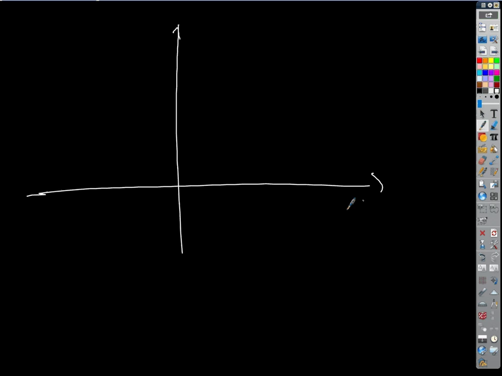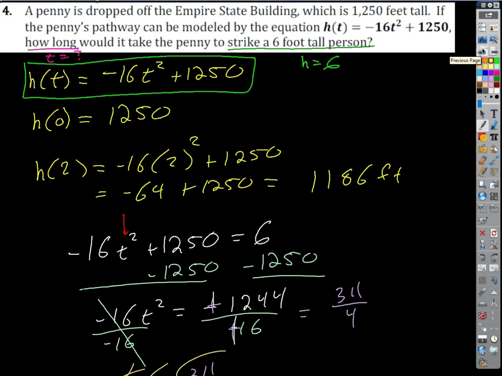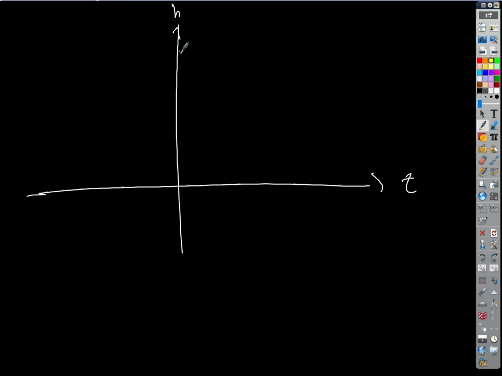So they're thinking about it like this. If I were to graph height as a function of time, the part that we're interested in is going to look like this, right? If I graph this function, negative 16t squared plus 1250 equals 6. If I were to graph that, what I'm going to find is it's going to look like this. Right.